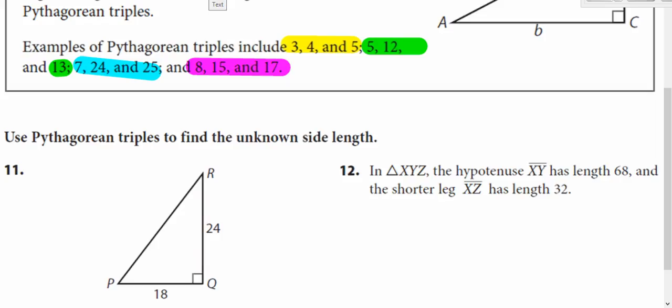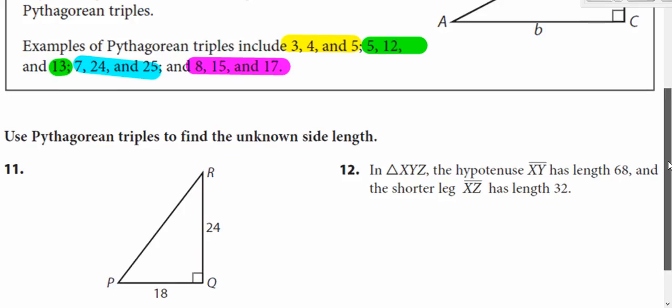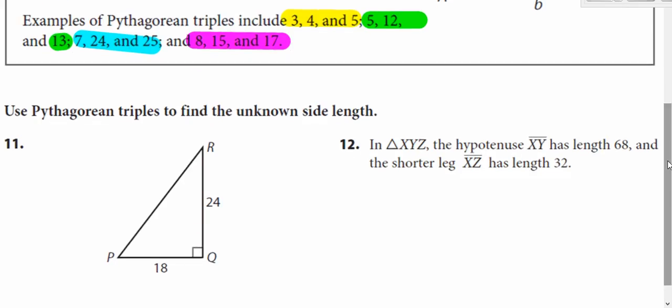But you could probably reduce this to figure out if it's one of these other families just with a multiplier. So 18 and 24. 18 is 6 times 3. 24 is 6 times 4. So we've got that 3 and the 4, which means the other side is 5. 3, 4, 5, Pythagorean triple. But we had a multiplier of 6, so it's 6 times 5, so this side is actually 30.